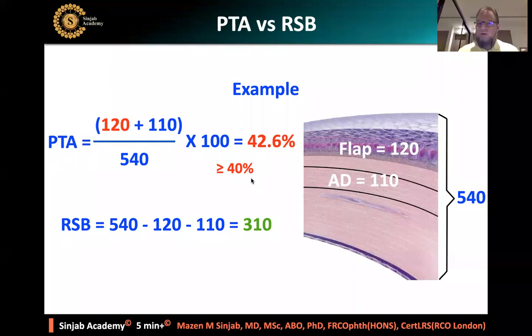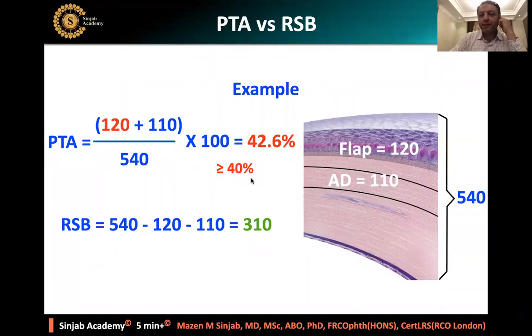Yeah, but for the residual stromal bed, Renato recommends 300. Yes. Actually, if you follow the PTA strictly, you will find the residual stromal bed is always above 300. But in the borderline cases, with high error, maybe it may exceed, yes. Yeah, and thin corneas. I agree. Okay, sir.